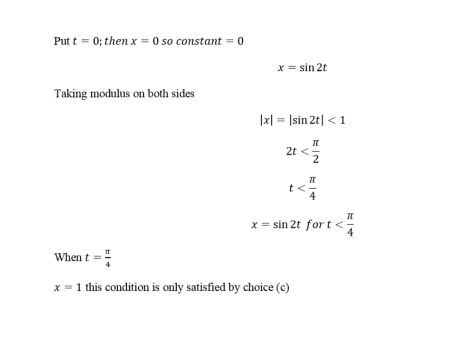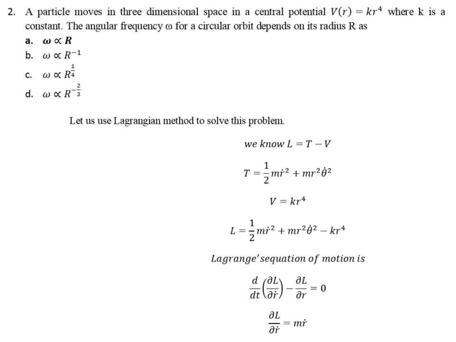Now when we put t is equal to pi by 4, the answer for x becomes 1. So this should be also valid, and this condition is only satisfied by choice C.